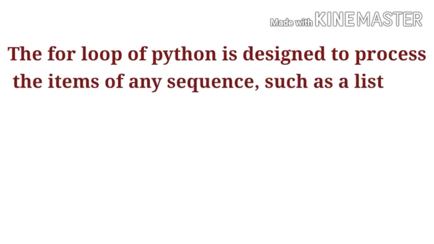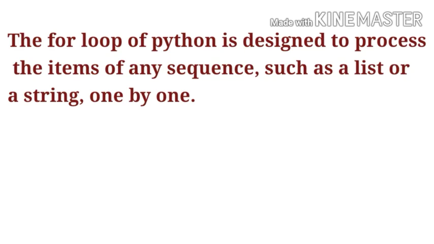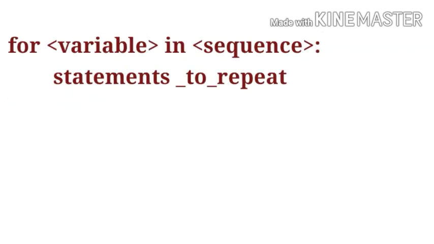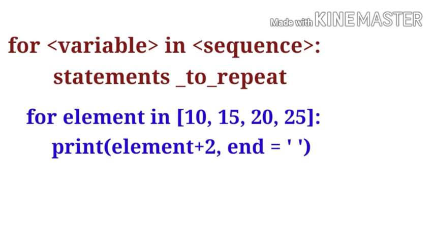The for loop of Python is designed to process the items of any sequence, such as a list or a string, one by one. See, the general form of a for loop is: for variable in sequence colon, statements to repeat. Here we have one example: for element in [10, 15, 20, 25]: print(element + 2, end=' '). So, this code will give the output as 12, 17, 22 and 27.